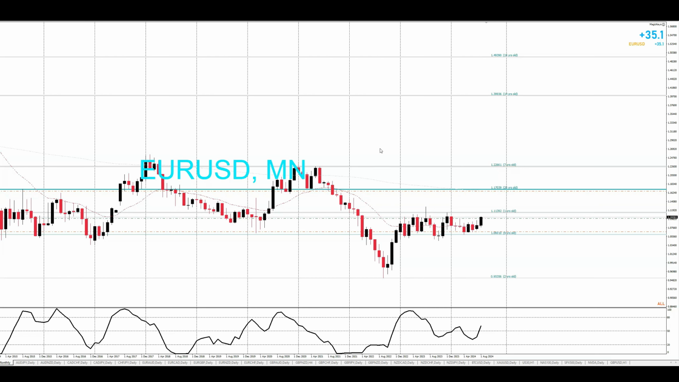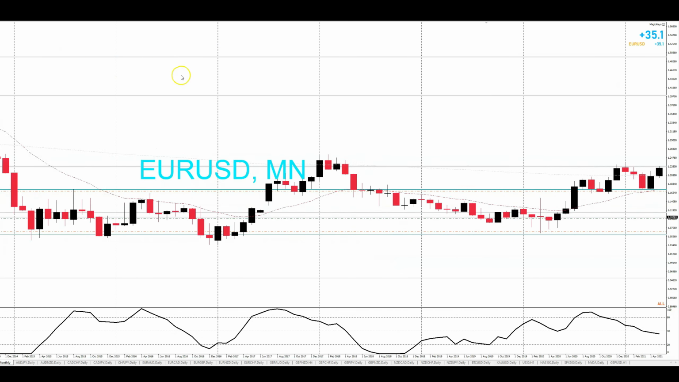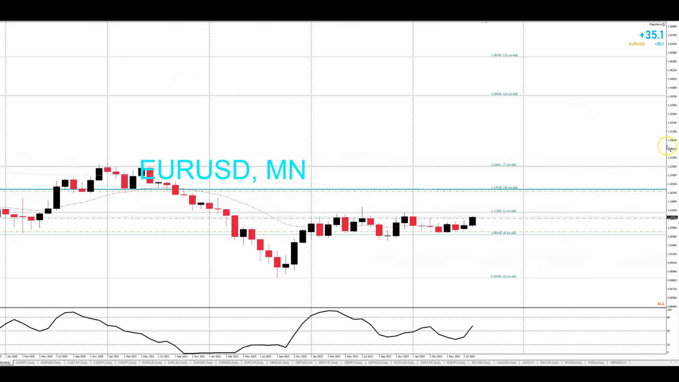Okay, so based on this chart, I see that the Euro USD is going up. It's on a bullish run, right? So here's why I say it's on a bullish run. Okay, let me just expand out just a little bit more. Okay, so here we go.